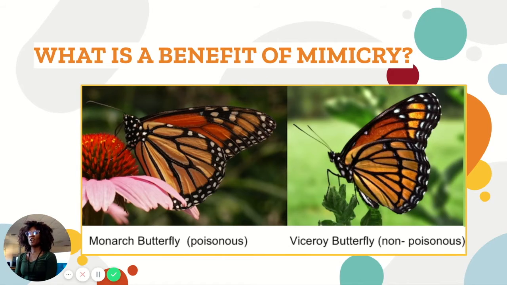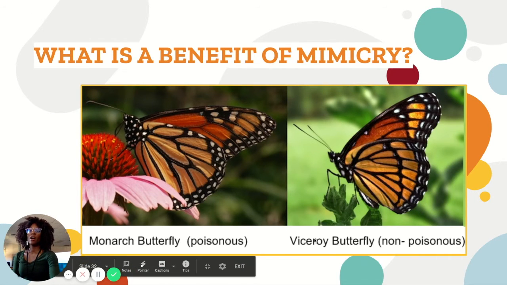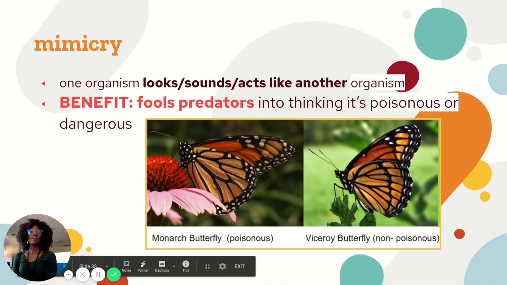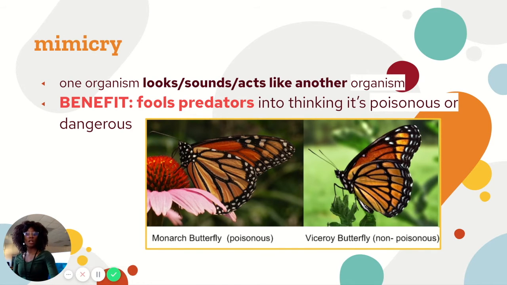What do you think is a benefit of mimicry? Why might the viceroy butterfly use mimicry to survive? Right? They might use it to survive because it fools predators. So it basically tricks a predator into thinking that it's poisonous, even though it's really not. It looks like it's poisonous because it has those bright colors just like the monarch butterfly. It's called mimicry.